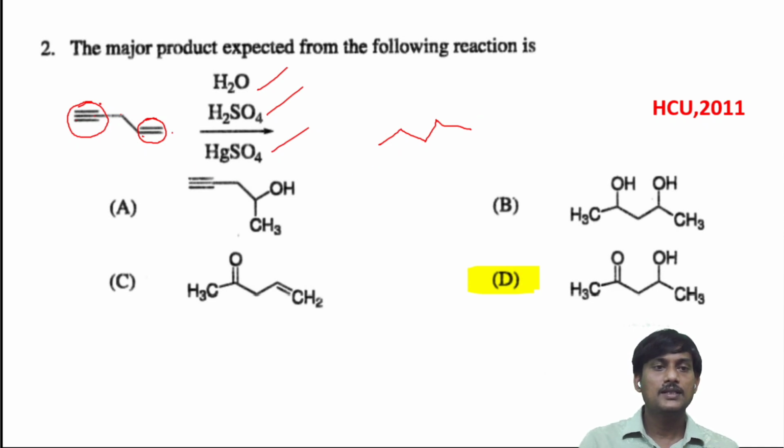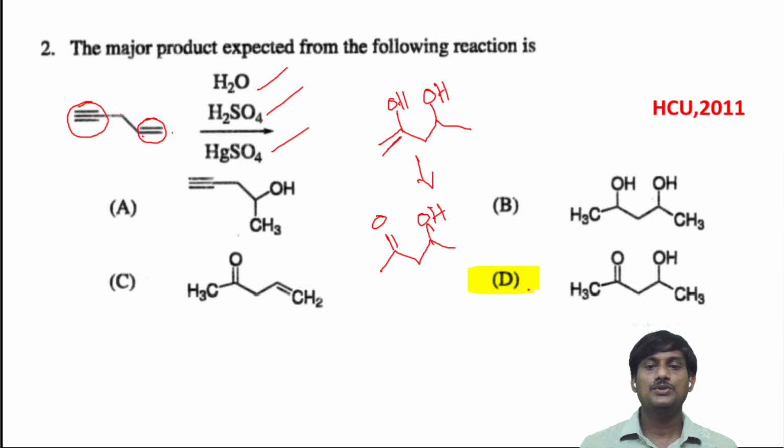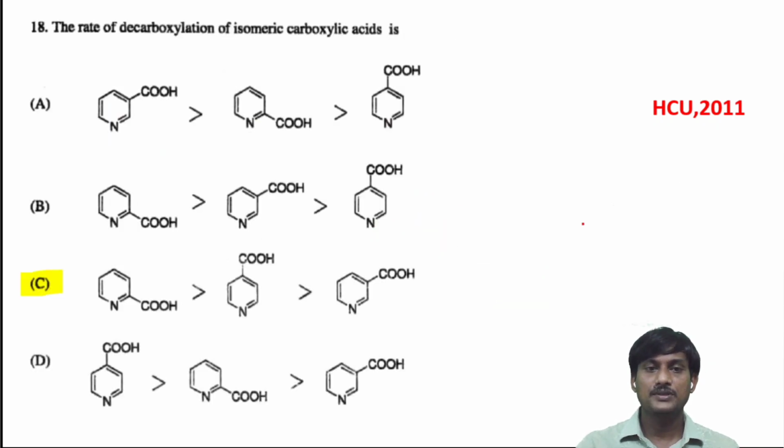And here there is an addition of OH here and the hydrogen here. And here also there is an addition of OH and the addition of hydrogen. And here you will get a double bond. And the enol form will be converted into keto form, and there is a formation of double bond O and OH. So this is the correct option.